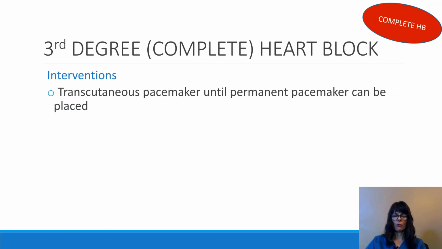For interventions, there is nothing else to do but to insert a temporary pacemaker until a permanent pacemaker can be placed, because the SA node is unreliable in making the impulses conduct in the normal way through the conduction system. Therefore, an artificial pacemaker has to be inserted, and usually, because this is an emergency, the patient will be very symptomatic and the atria and ventricles are not responding. They will need a temporary transcutaneous pacemaker until that permanent pacemaker can be implanted.